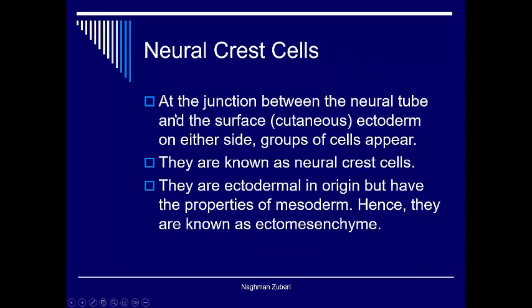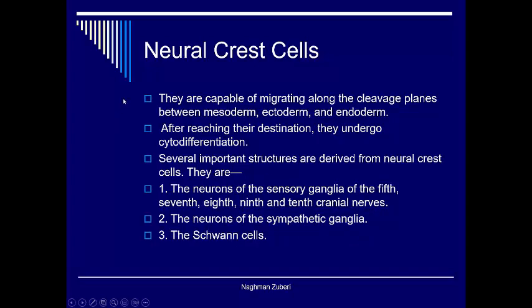Neural crest cells. At the junction between the neural tube and the surface cutaneous ectoderm on either side, groups of cells appear. They are known as neural crest cells. They are ectodermal in origin but have the properties of mesoderm, hence they are known as ectomesenchyme. We are talking about the neural crest cells. They are capable of migrating along the cleavage planes between mesoderm, ectoderm, and endoderm.